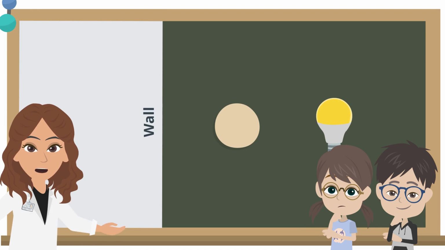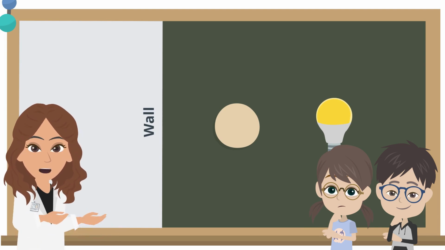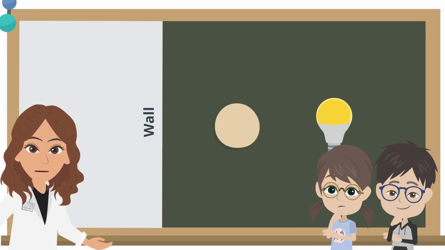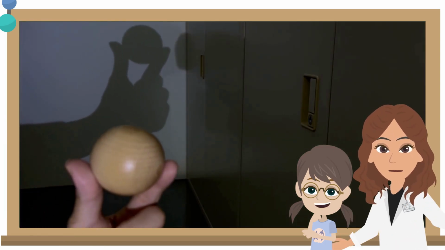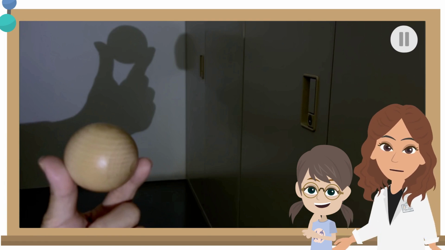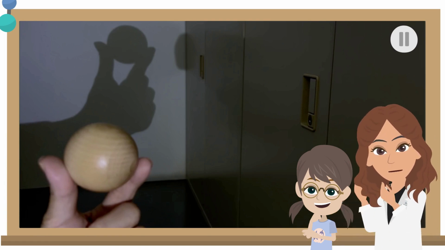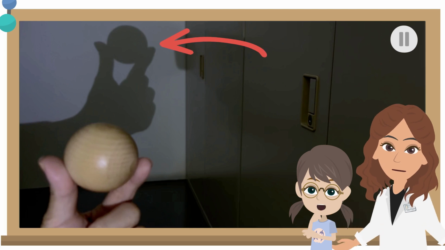Let's start by observing the shadow of the wooden sphere. Place the wooden sphere between the light bulb and the wall. Then, turn on the light bulb. Pause and observe the shape of the shadow. The wooden sphere's shadow is circular.